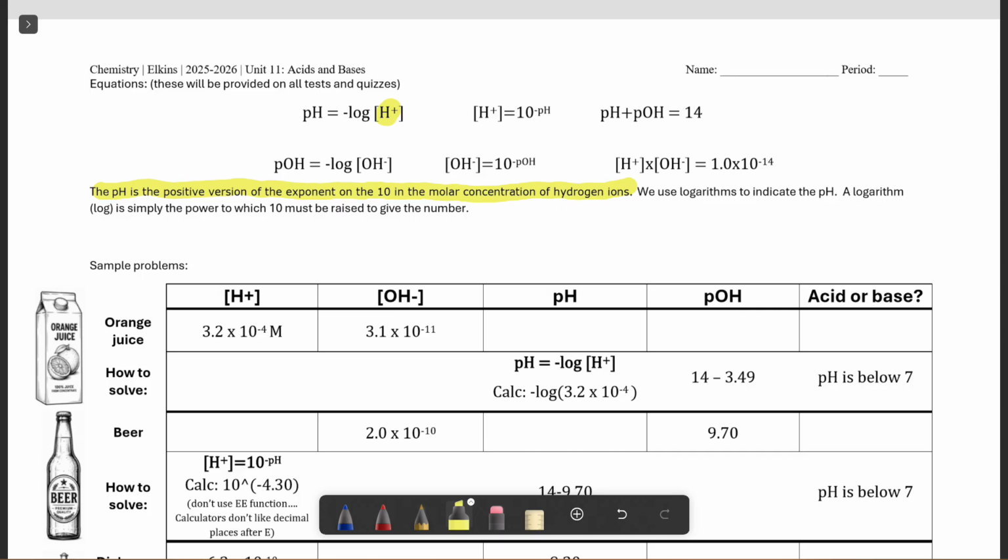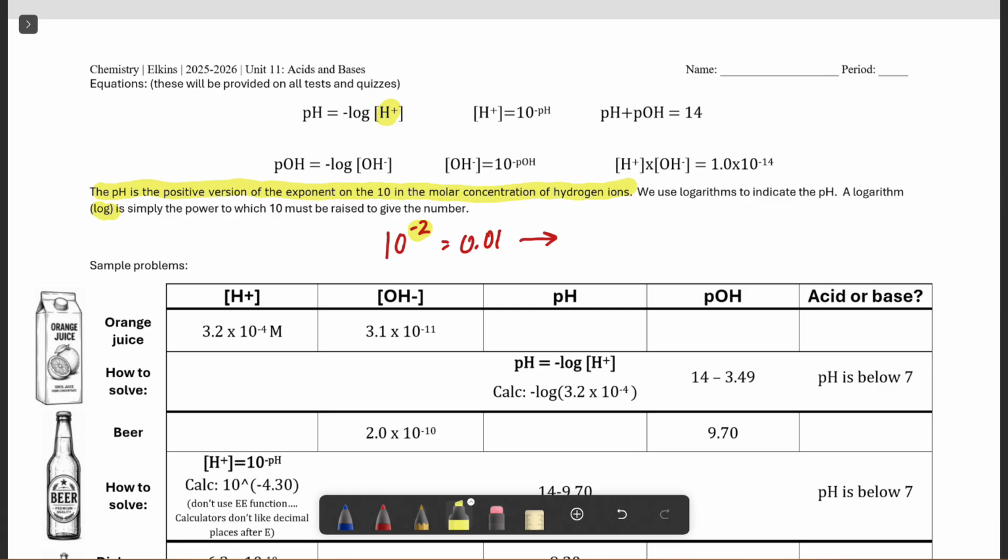Okay, a logarithm, log, is simply the power to which 10 must be raised to give the number that we're talking about. So for instance, if I say I have 10 to the negative 2 power, that's the same thing as 0.01. If I raise 10 to the negative 2 power, that means I'm going 1, 2 over with my decimal place, and I'm going to get 0.01. If I want to express that in terms of log, log is going to give me this number. Log is telling me what my exponent is.